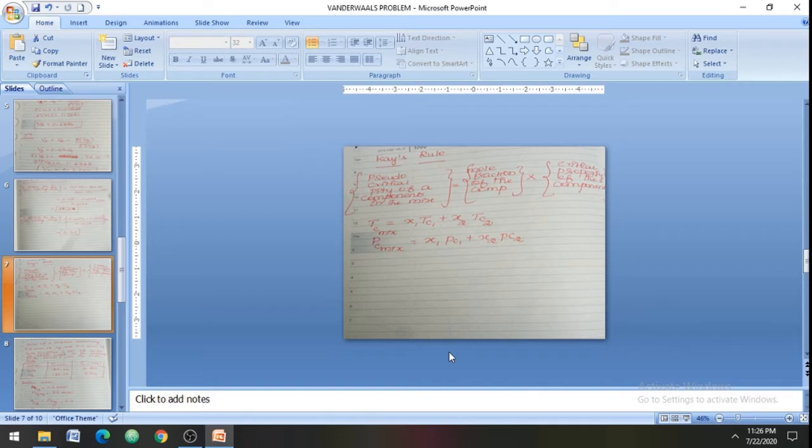What are the critical constants? Critical temperature, critical pressure, critical volume. What is critical temperature? Maximum temperature or optimum temperature. At this temperature, gas converts into liquid. What is critical pressure? It is the saturation pressure corresponding to the critical temperature. What is critical volume? It is the volume occupied by a gas at the critical condition.